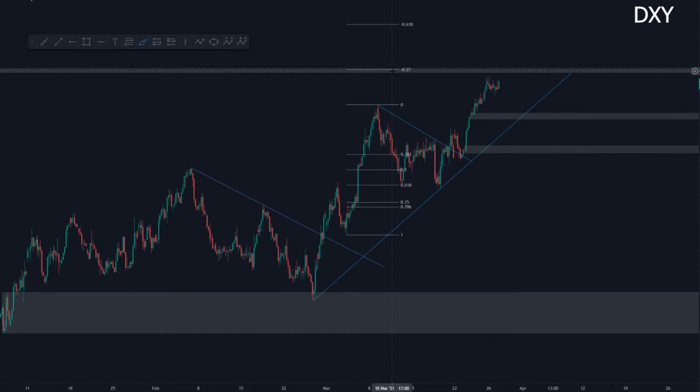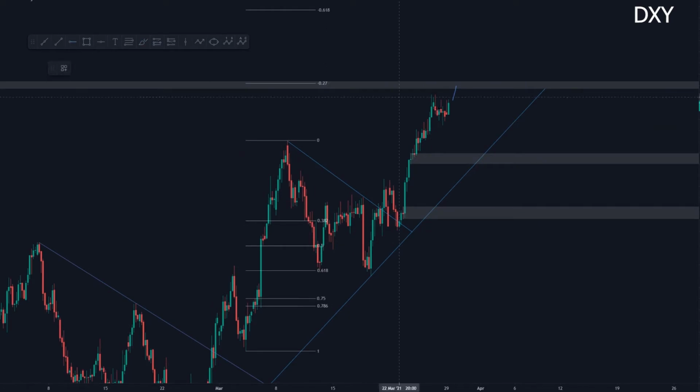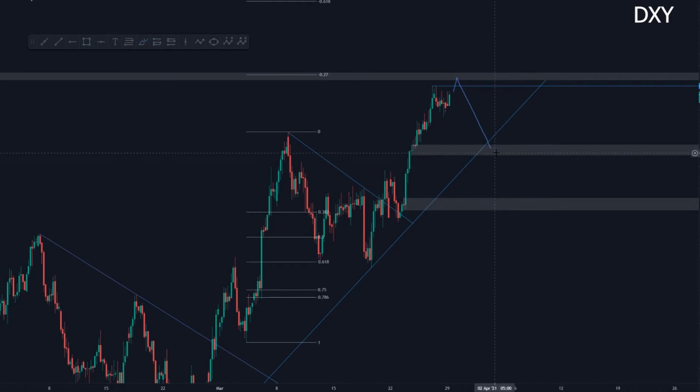So with the 0.27 fib aligning together with my potential reversal zone, I'm just looking for the DXY to move up a little higher, potentially take out this high over here, wick into the minus 0.27 and into the zone, and then start seeing a reversal back towards the downside, back towards the 92.350 level.